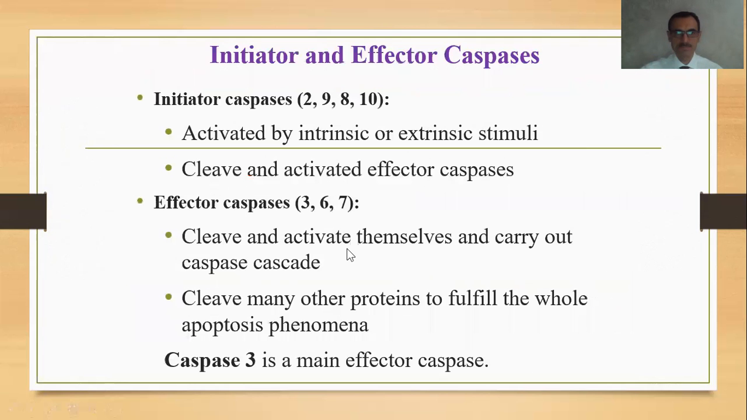shortly, caspase. There are 2 groups of caspases: initiator and effector caspases. The initiator caspases include caspases 2, 9, 8, and 10, which are activated by intrinsic or extrinsic stimuli, and cleave and activate effector caspases. Effector caspases, such as caspases 3, 6, and 7, cleave and activate themselves and carry out the caspase cascade, cleaving many other proteins to fulfill the whole apoptosis phenomenon. Caspase 3 is the main effector caspase.